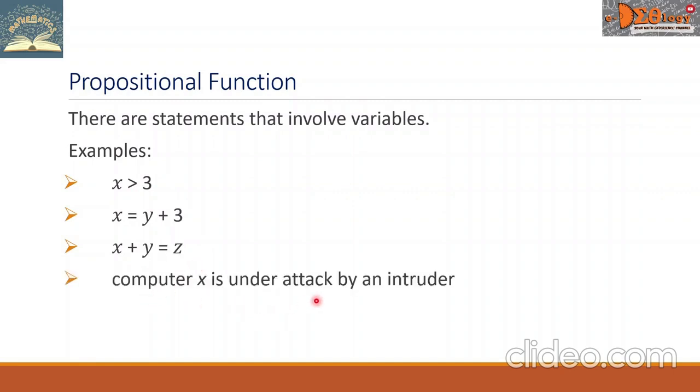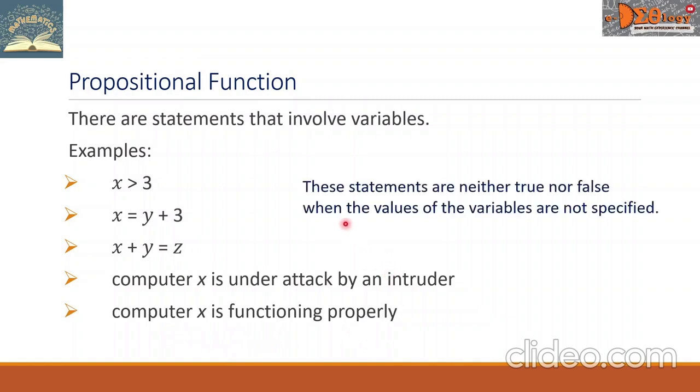Computer X is under attack by an intruder. Computer X is functioning properly. These statements are neither true nor false when the values of the variables are not specified.